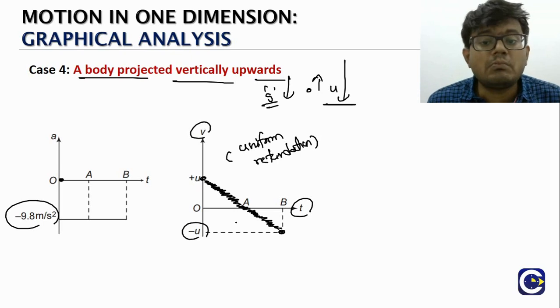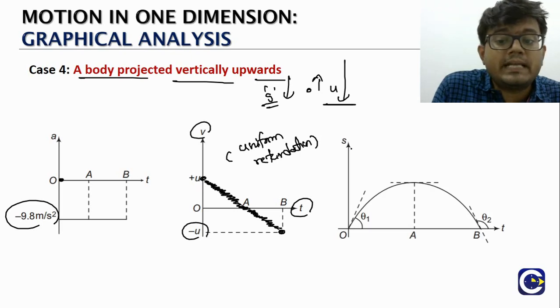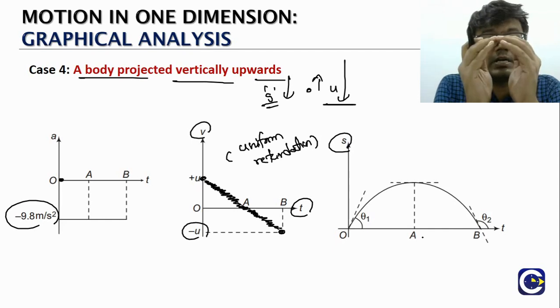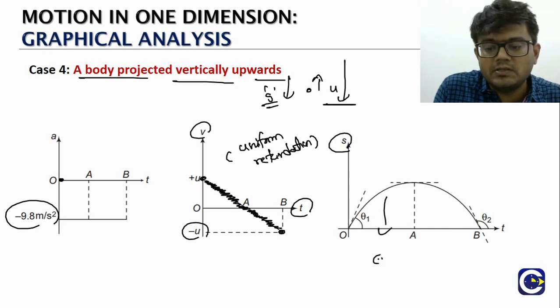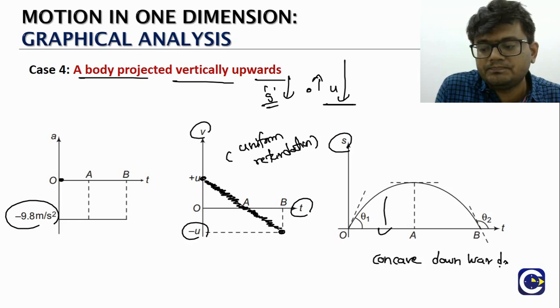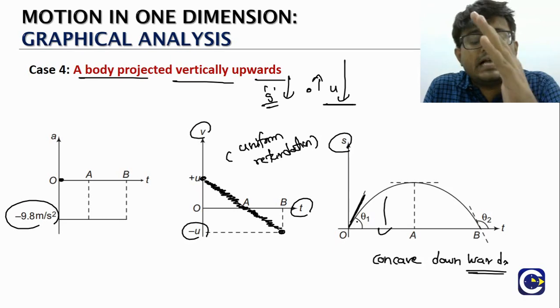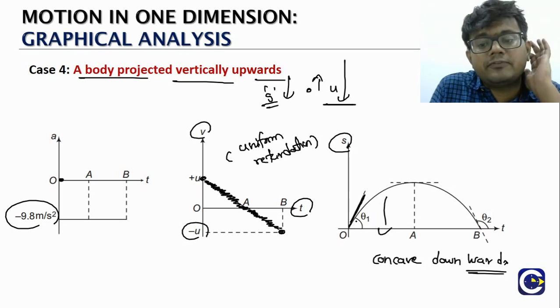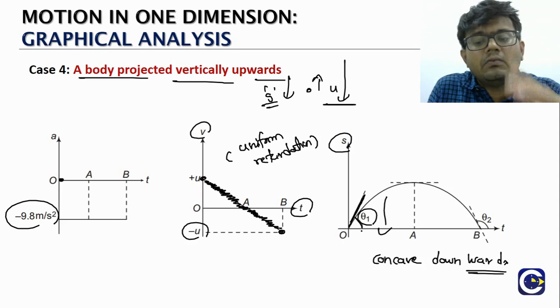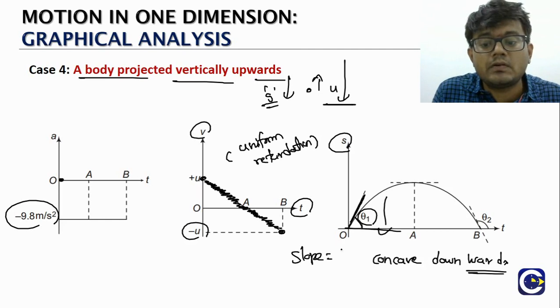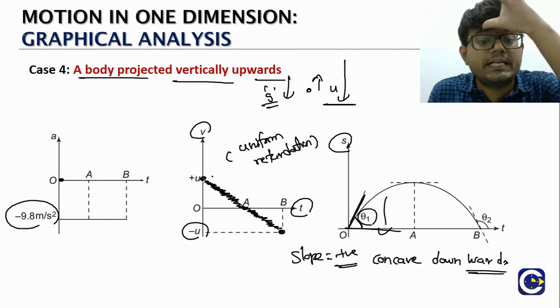What about the displacement time graph? This is the case of uniform retardation, which means it will be concave downwards. Now we will be able to see something interesting. If you draw a tangent to that displacement time graph, initially the line is making an acute angle with the x-axis, which means the slope is positive. That is why the initial velocity is positive.